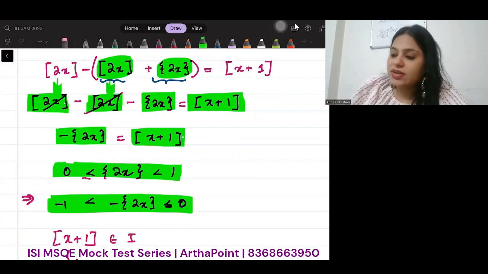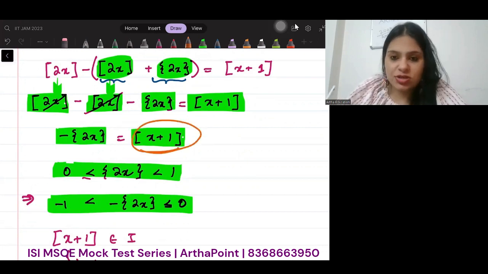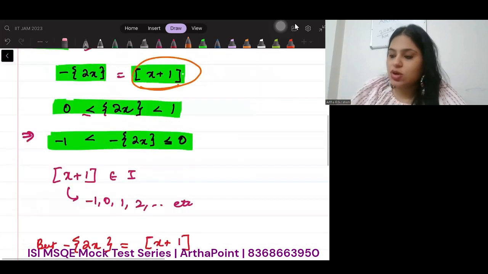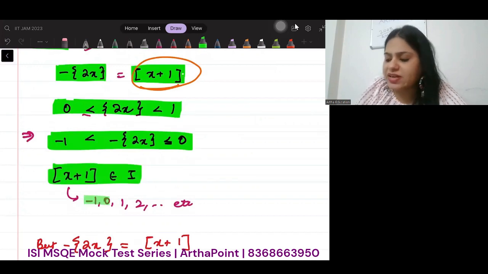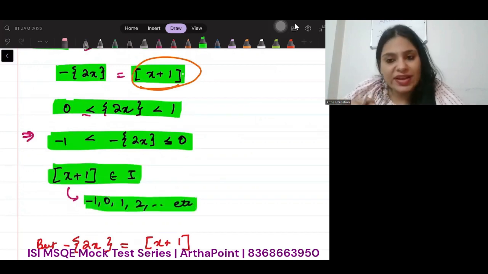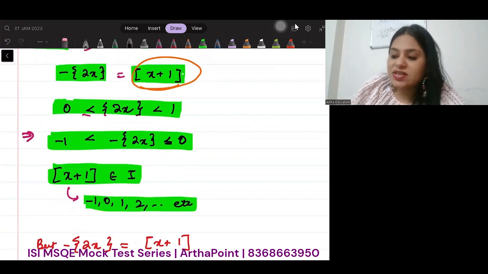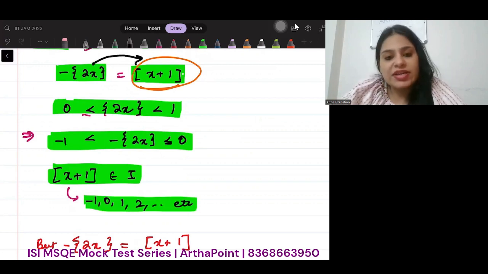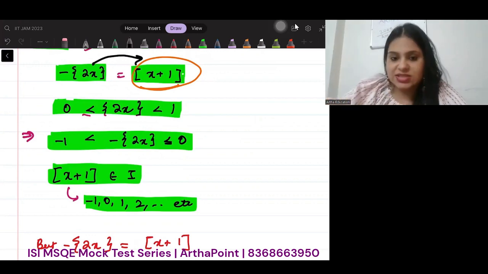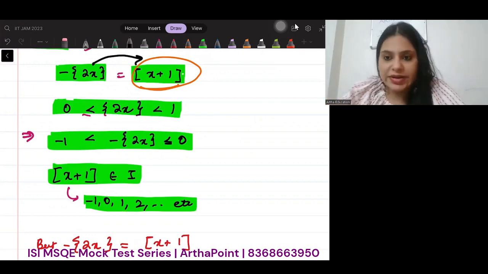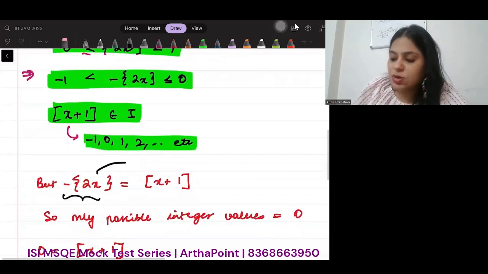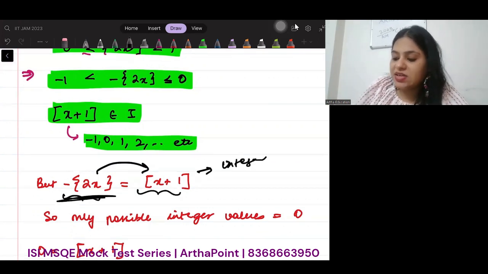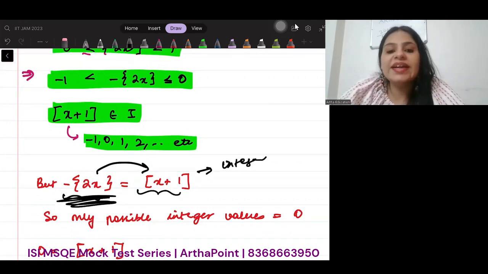Now, if I look at the right hand side, this is a greatest integer, so it has to be an integer. So the greatest integer of x plus 1 is an integer. It means the value that you will get will be minus 1, 0, 1, 2, etc. But minus the fractional part is equal to the greatest integer of x plus 1. That means the left hand side must also be an integer.